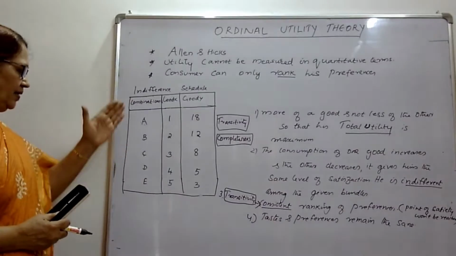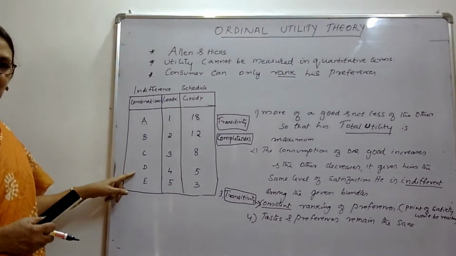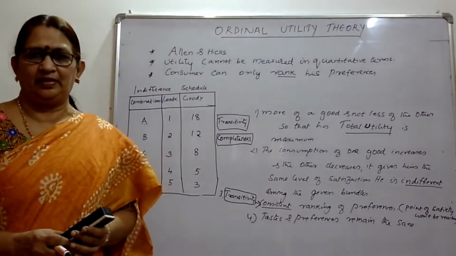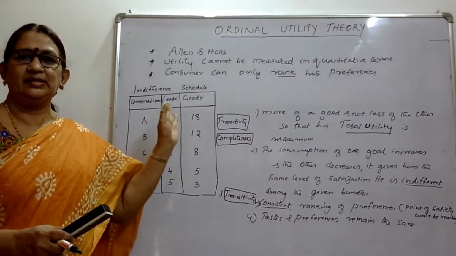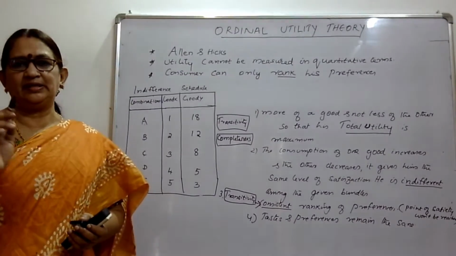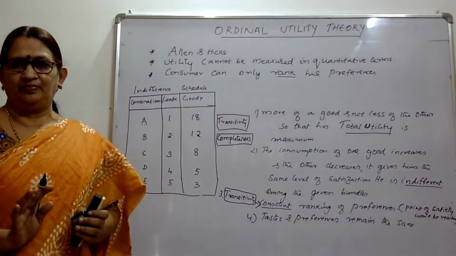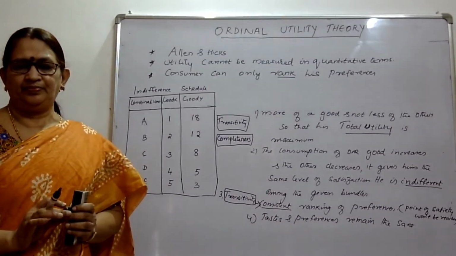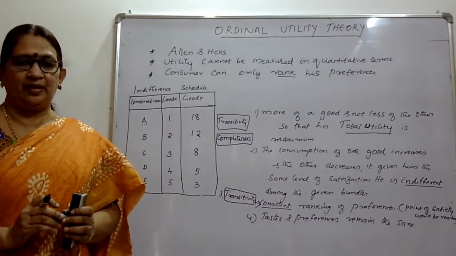Okay, so any bundle he may prefer, A to B or B to C, C to D, because all the bundles give him the same level of satisfaction. When this is graphically presented, we get an indifference curve. So all the bundles on the indifference curve give the consumer the equal level of satisfaction. That is the main assumption of indifference curve theory. This I have given in the PPT. Kindly go through it carefully.